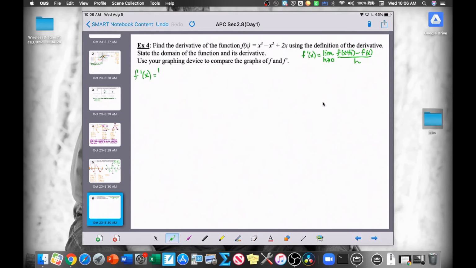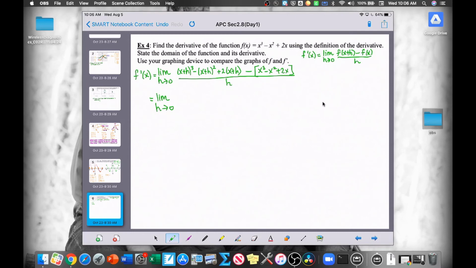So f prime of x is going to be equal to the limit as h approaches 0 of f of x plus h. So I'm going to have x plus h, quantity cubed, minus x plus h, quantity squared, plus 2 times x plus h, minus, now I have to do f of x, so bracket x cubed minus x squared plus 2x. And this is all divided by h. All right, now it's algebra time. So I have the limit as h approaches 0 of, remember in yesterday's notes we wrote out what any binomial cubed is.